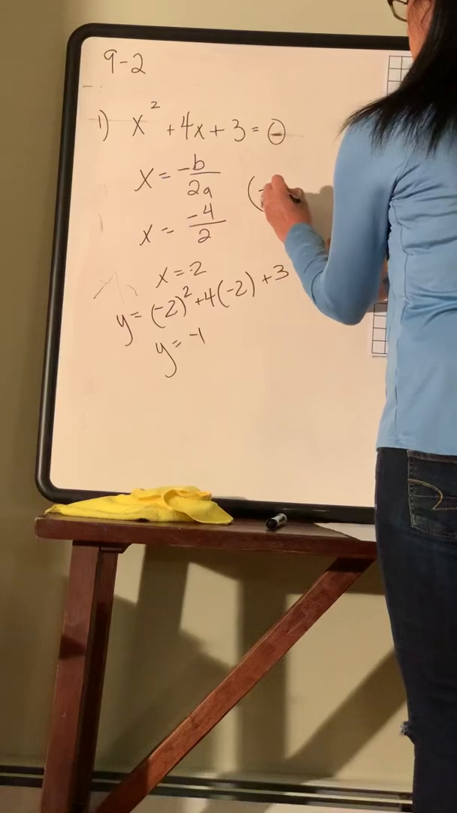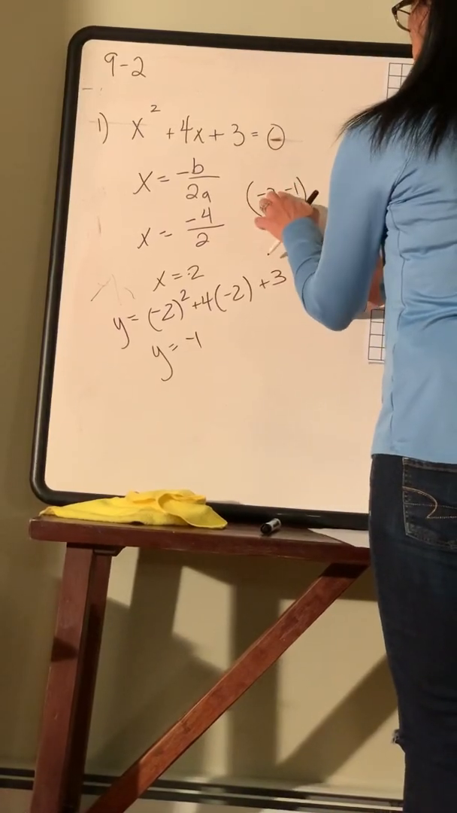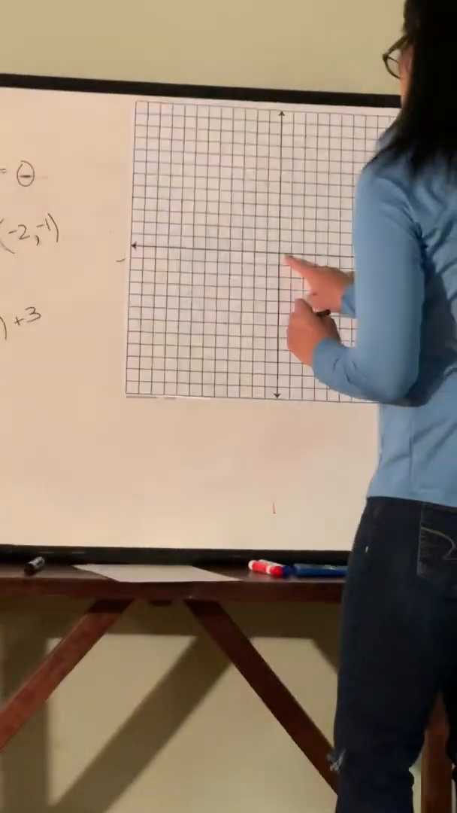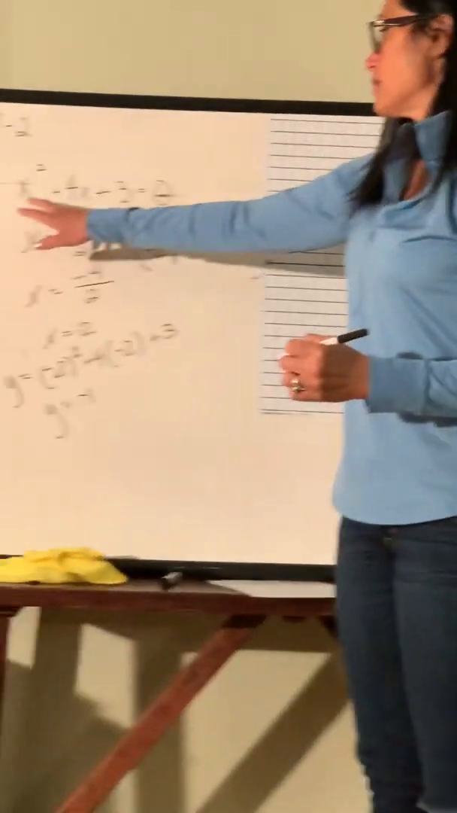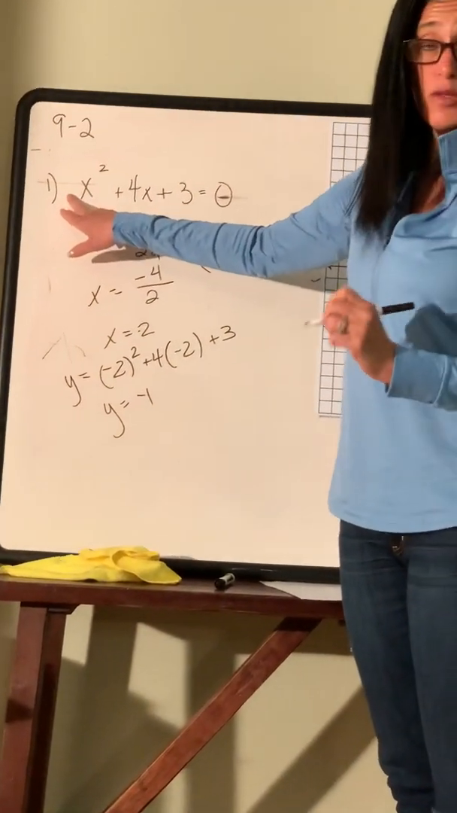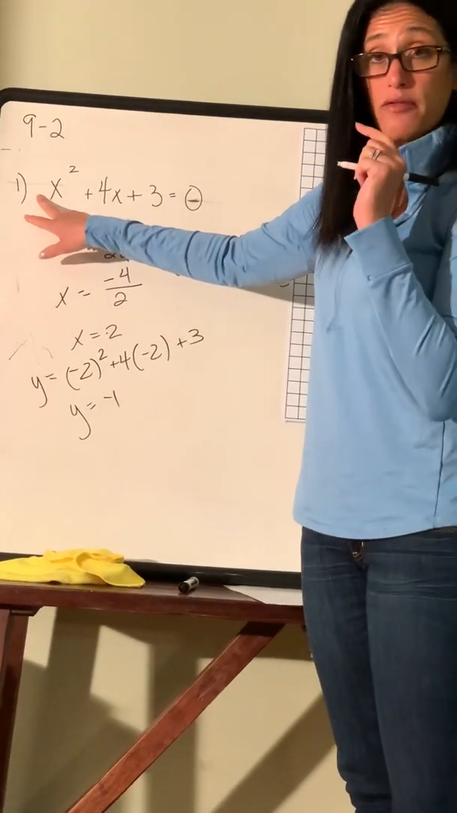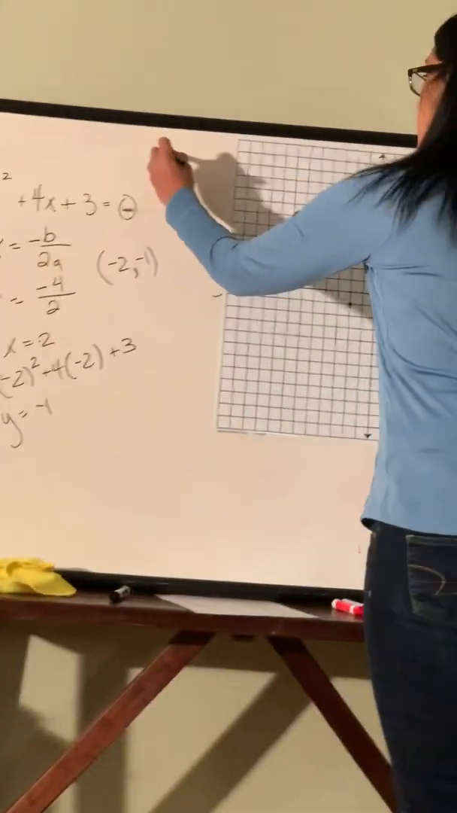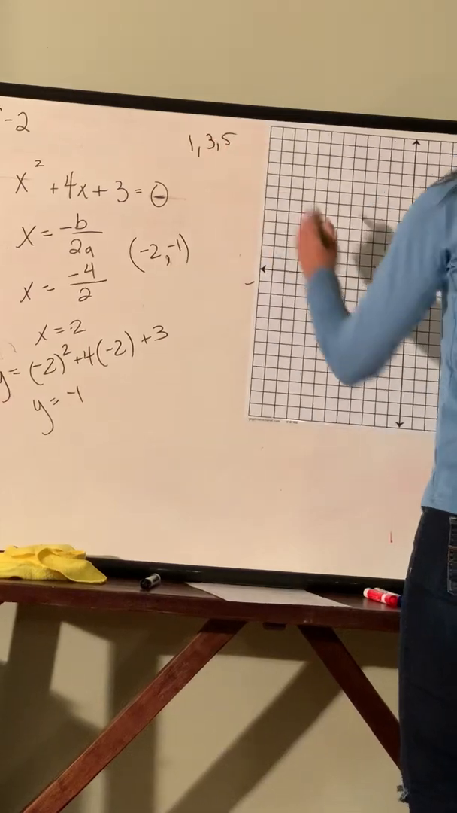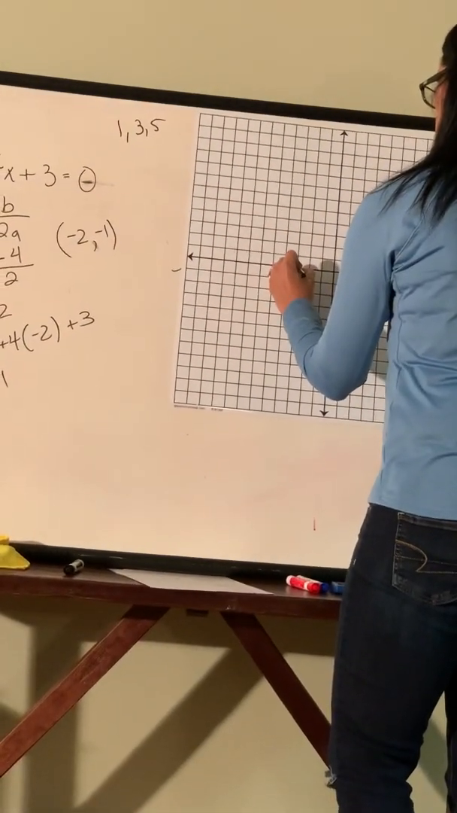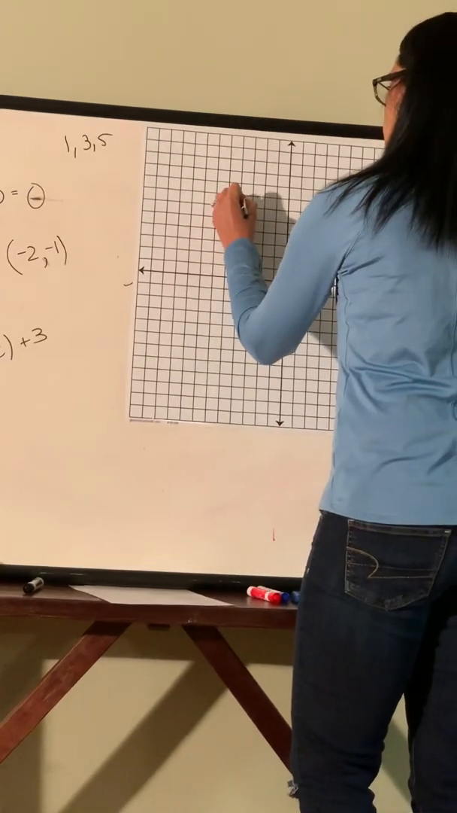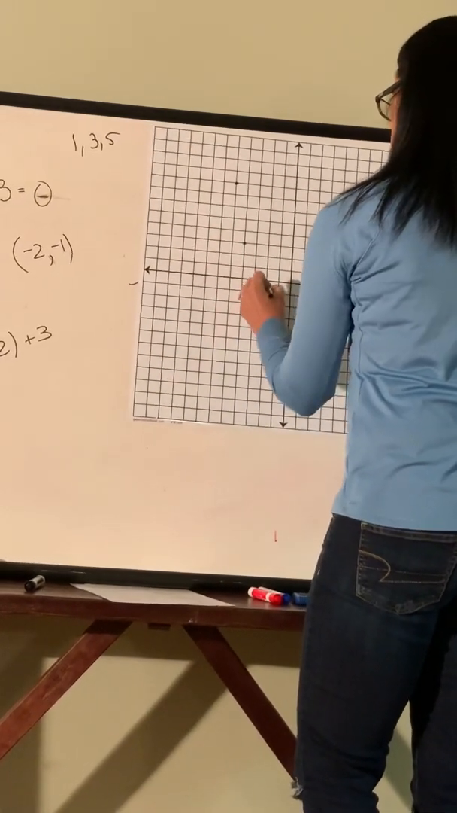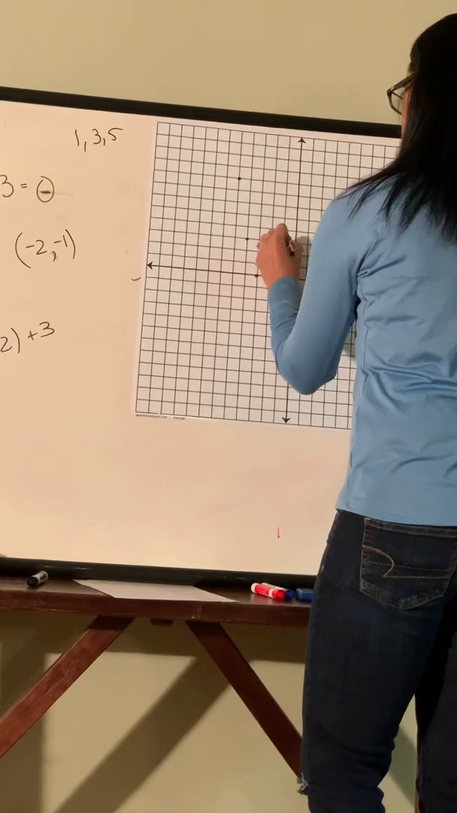So where we're starting is negative 2, negative 1. So when I start at negative 2, negative 1, that's here. Since my coefficient is 1, which is a positive number, I know that it's a smiley face, and I'm going to use the rule 135. So up 1 over 1, up 1, 2, 3 over 1, and up 1, 2, 3, 4, 5 over 1. And then you do the same thing on the other side.